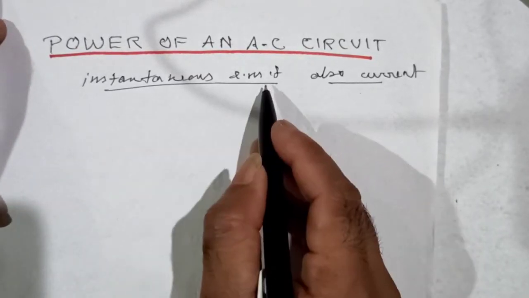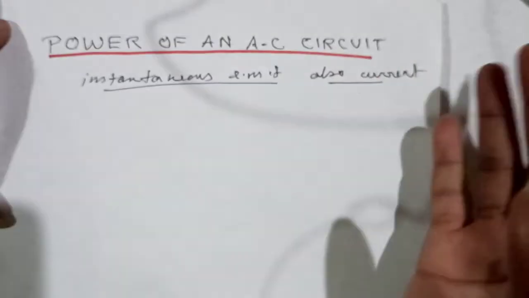So what is instantaneous EMF? Instantaneous means at that moment, at that time.